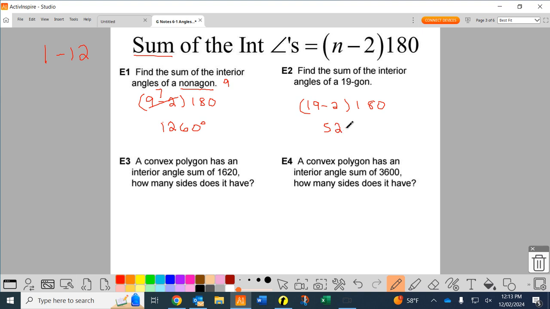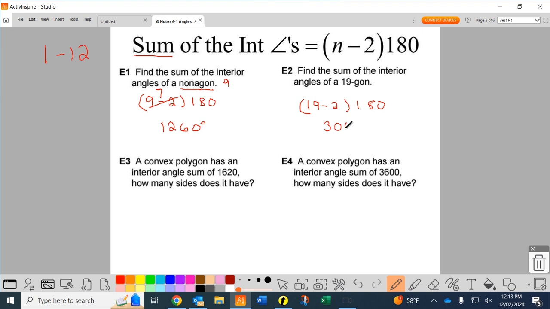$52? 52 what? Okay, I'm so confused. What are the numbers? That seems way too big to me. That sounds more like it. 3060? Okay, clear it out. Let's do it again. I think it should be 3060.